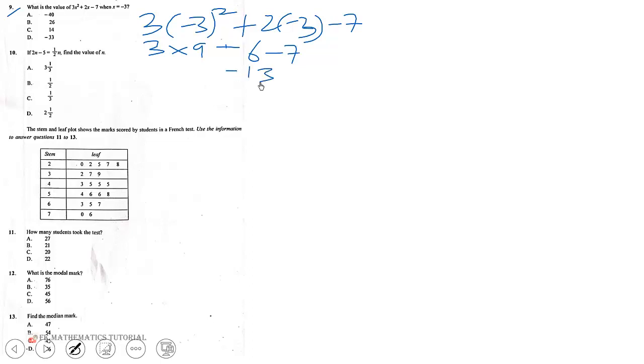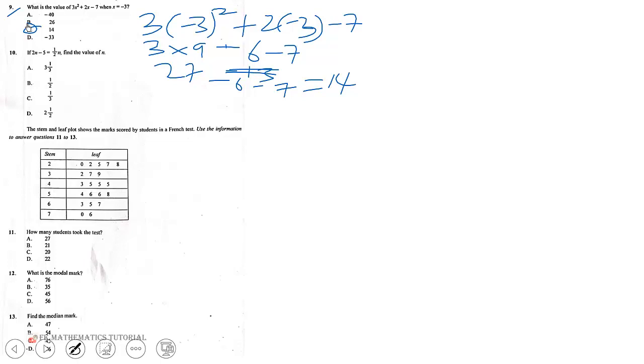Okay, let me do it like this. 3 times 9 is 27. So minus 6 minus 7. So 27 minus 7 is 20. 20 minus 6 is 14. So the correct answer is option C.